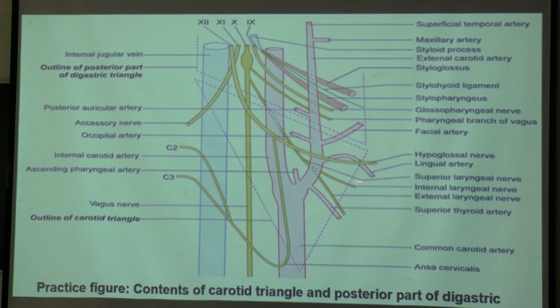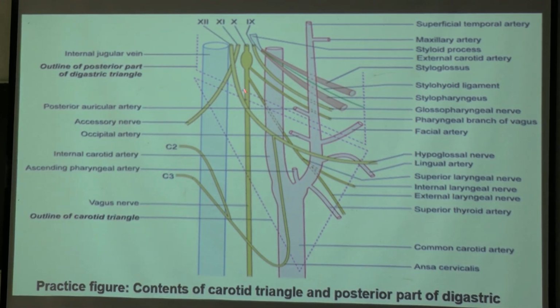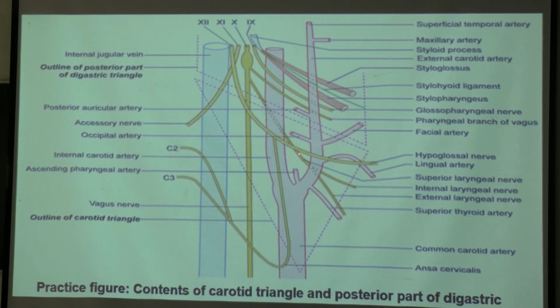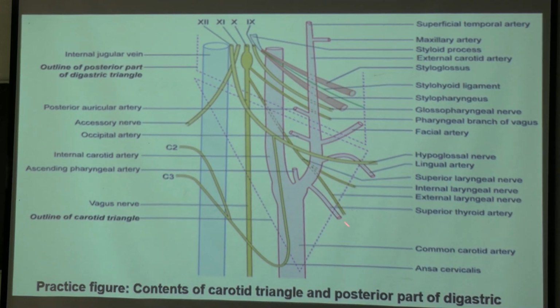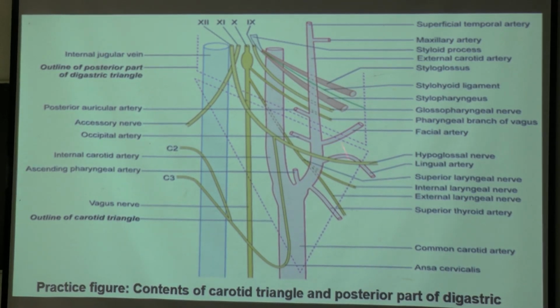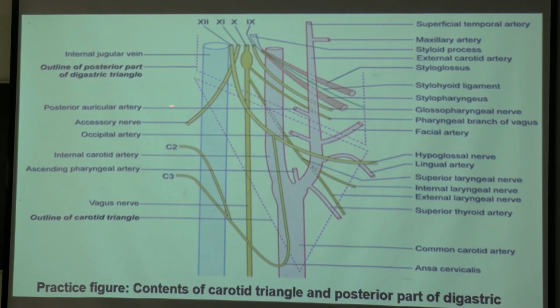And see here, from the vagus nerve, this branch is arising. This branch is the superior laryngeal nerve. Superior laryngeal nerve is dividing into internal laryngeal and external laryngeal nerve. Okay, and external laryngeal nerve lies along with the superior thyroid artery. So these are the contents, and this is Ansa cervicalis.